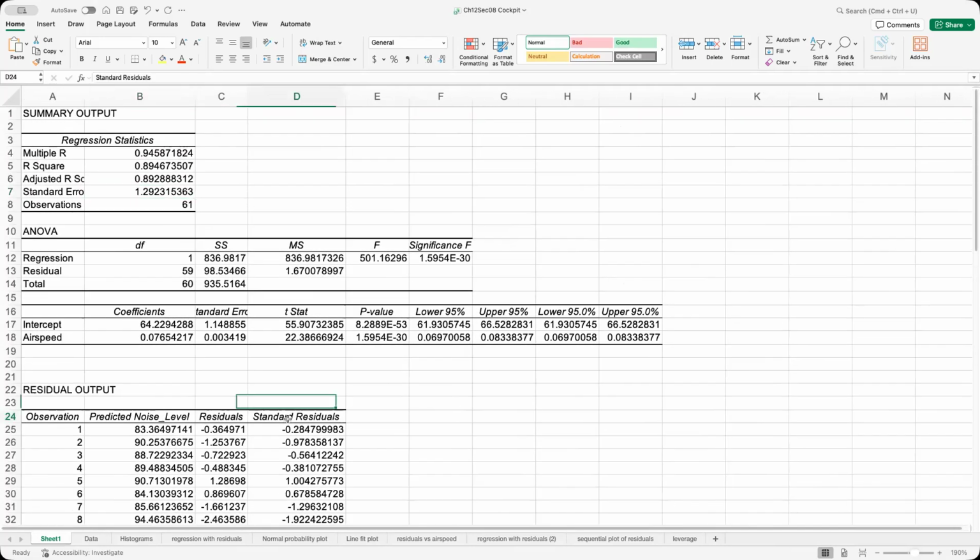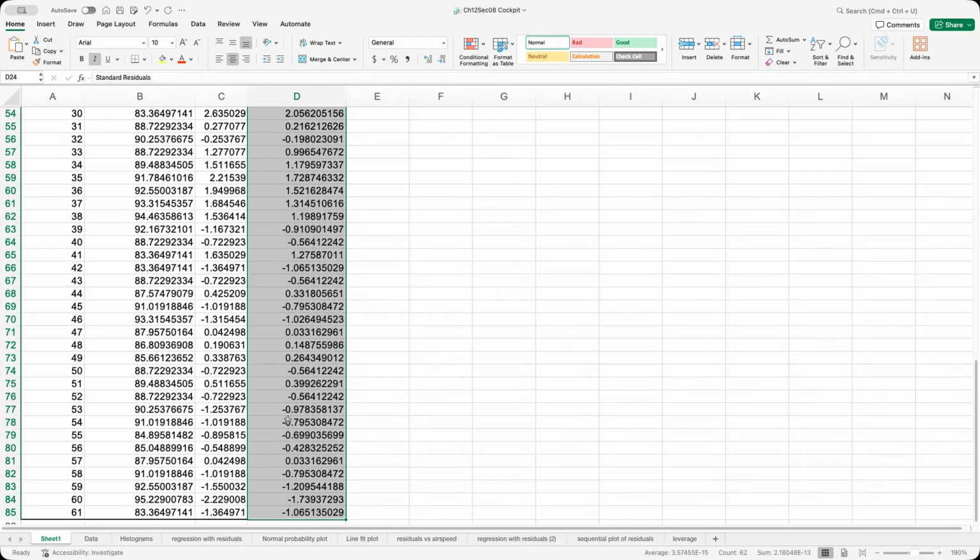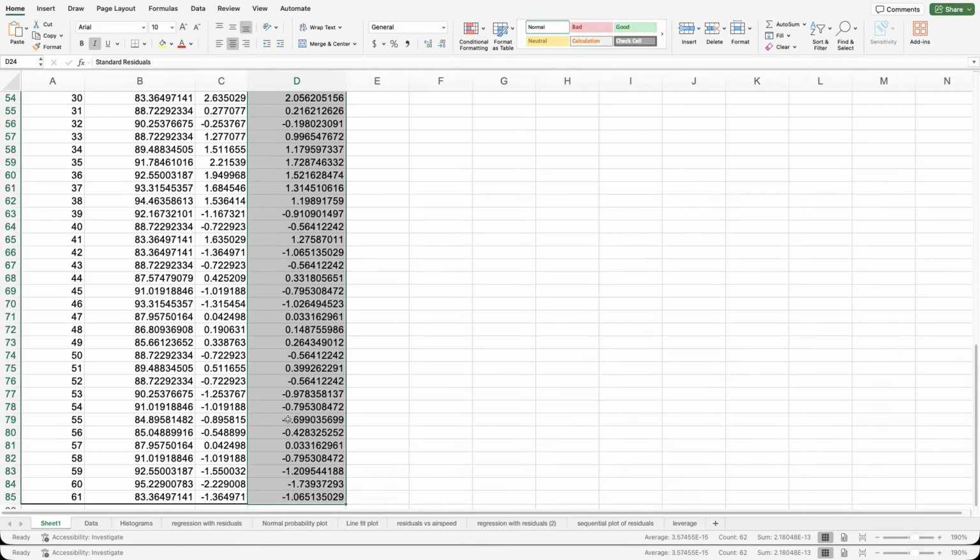Matter of fact, here's what I'm going to do. I'm going to highlight this column. And I'm going to go up there where it says conditional formatting. You did this in the data class when we talked about making heat maps. Let's make a conditional format. And I'm going to format anything in this cell. I'm going to highlight it.